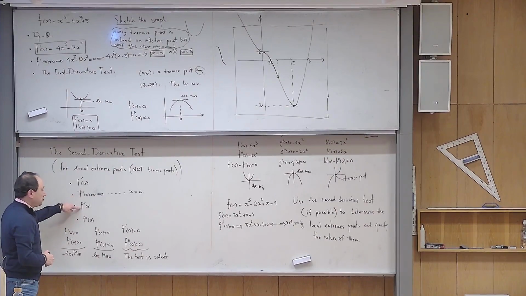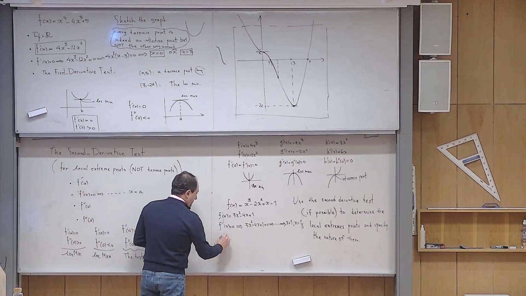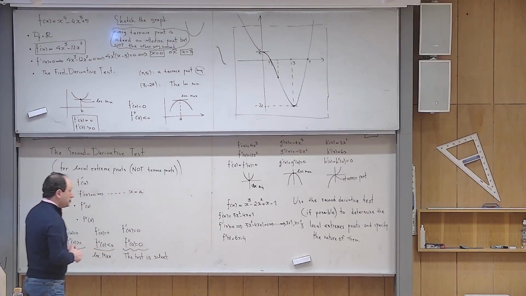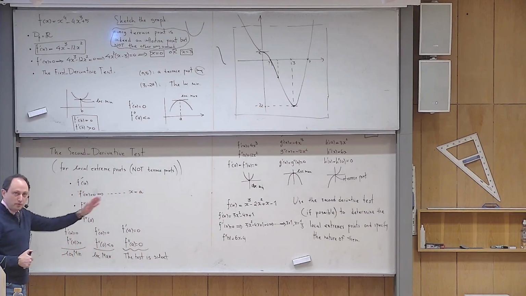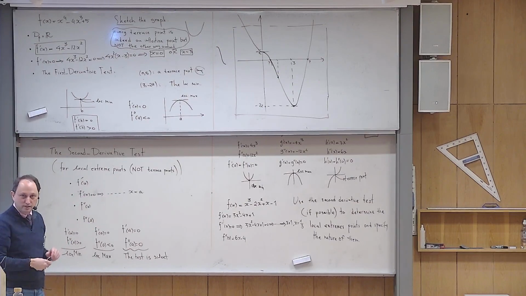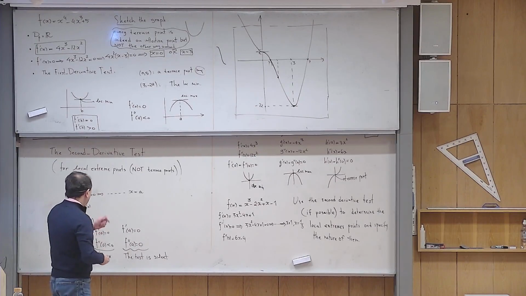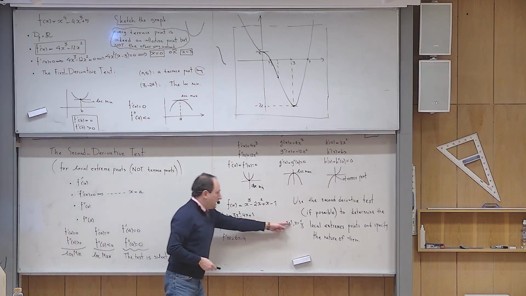But now I need to calculate the second derivative. So the second derivative is now 6x minus 4. And now you see, if it works, it is simpler than the first derivative test. You don't need to draw that table and things like that. You just calculate the second derivative, and then you plug these numbers in.